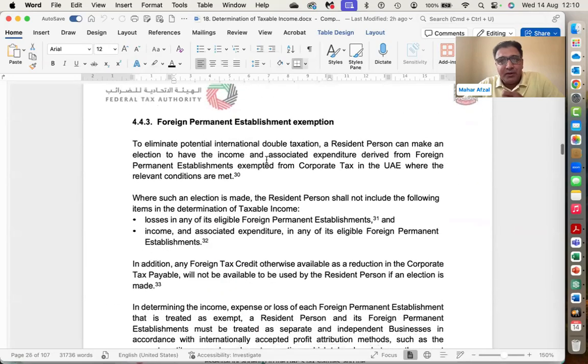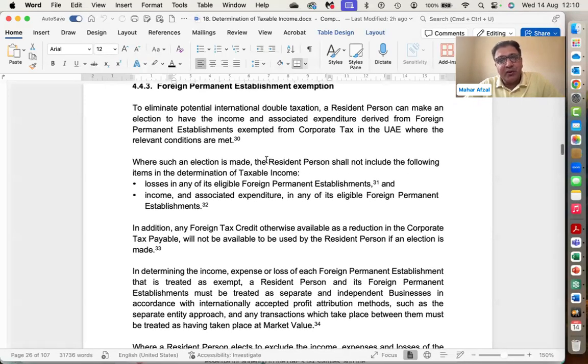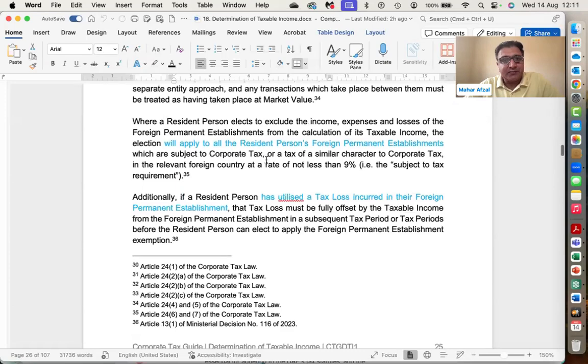Foreign PE can be exempt as well. If you have a foreign PE, as given in the law, you have an option to make an election that the foreign PE and all its related income and expenses should not be considered for tax purposes in the UAE. And if you make this election, it will be applicable to all foreign PEs given in the law. You cannot pick and choose. This is basically the exemption. If you are taking that exemption, you need to remove everything, meaning income and expenses of the foreign PE, while calculating the taxable income. We will see the application of this.